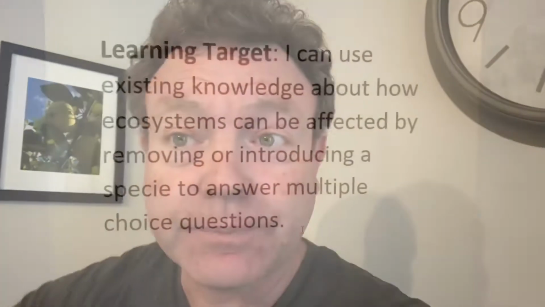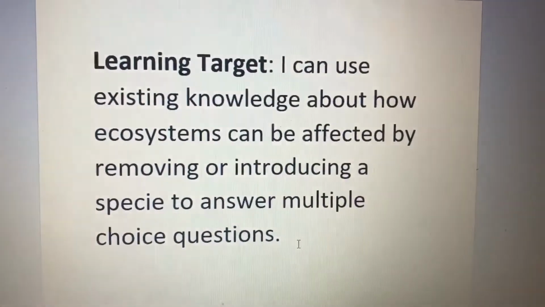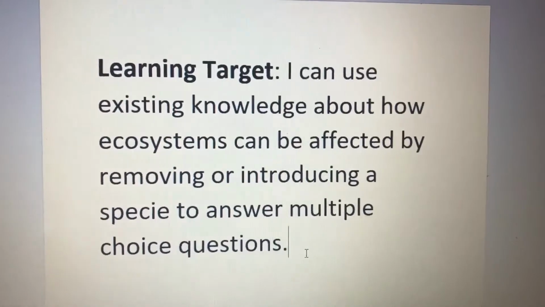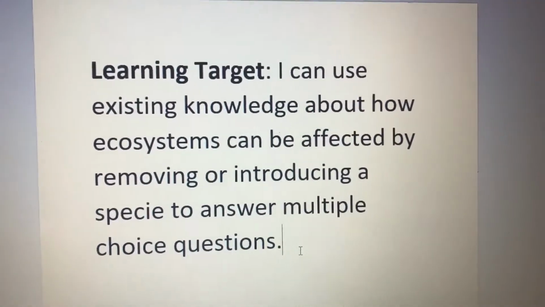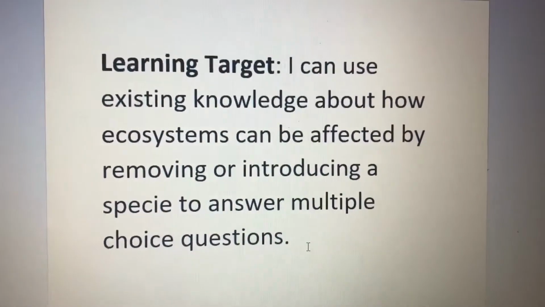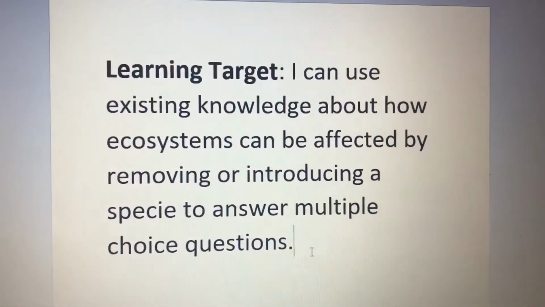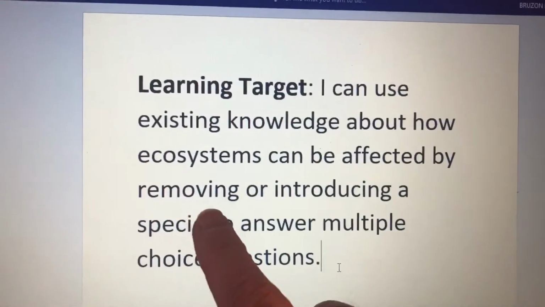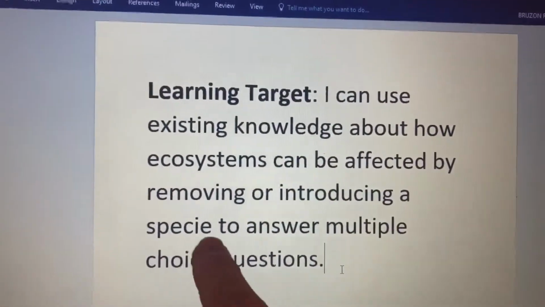Let's look at the learning target, which is the same learning target as the last lesson. So the learning target is, I can use existing knowledge. That means knowledge that you already have in your brains from previous lessons. So we're not going to do anything new today. Just use that knowledge that's already there, review it. And that knowledge today is going to be related to how ecosystems are affected by removing or by introducing a species to.